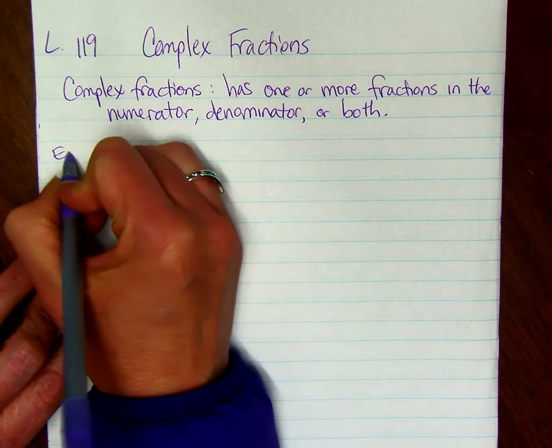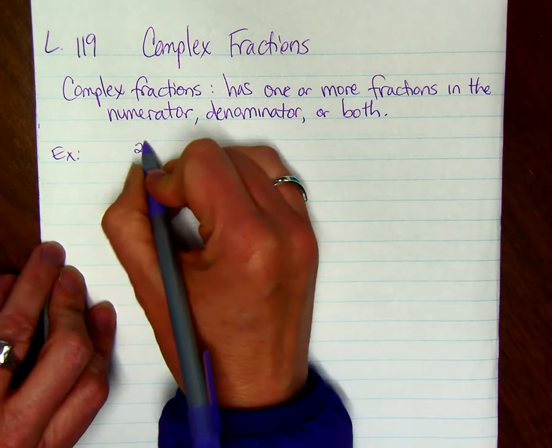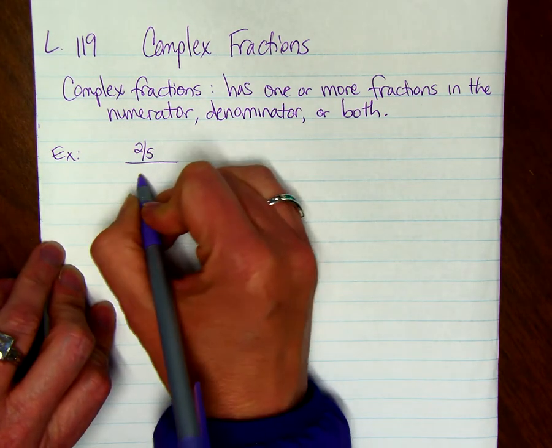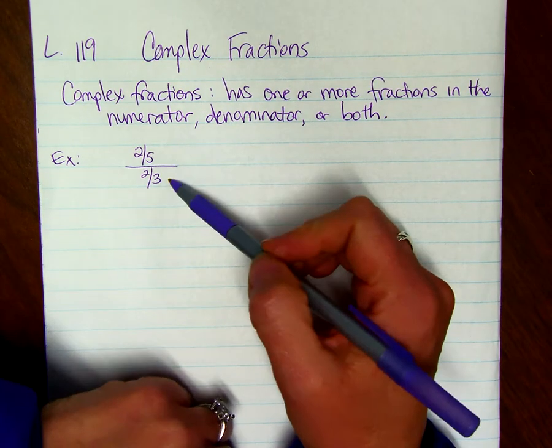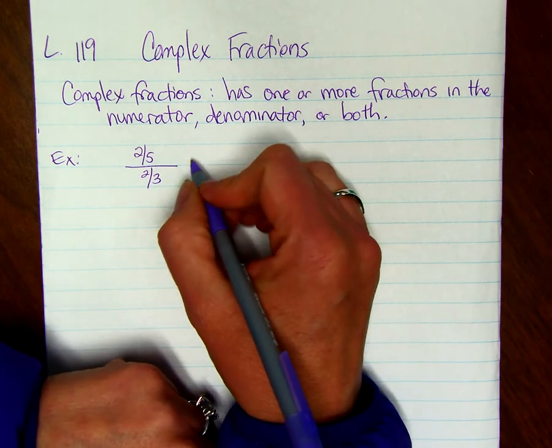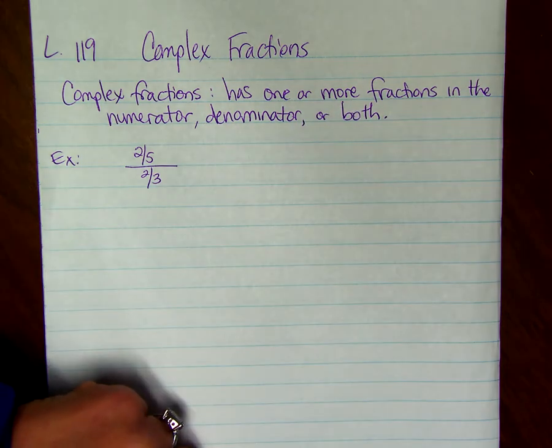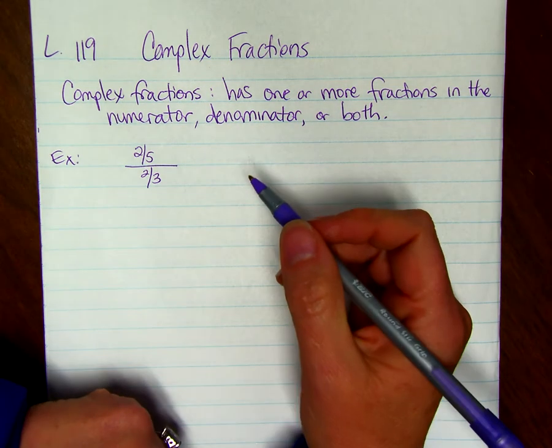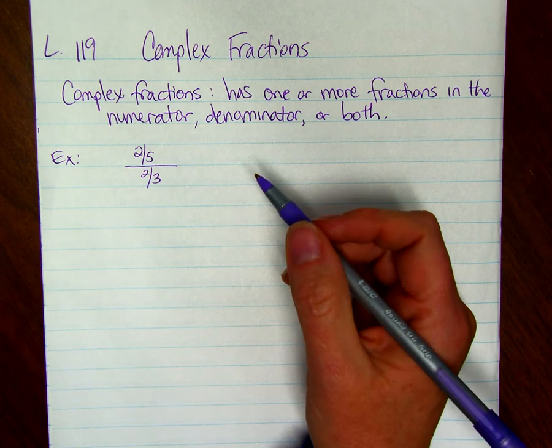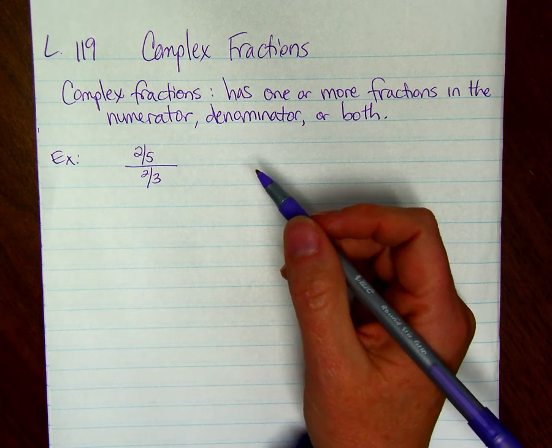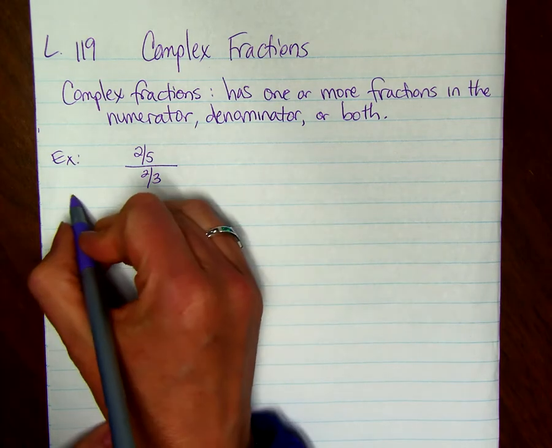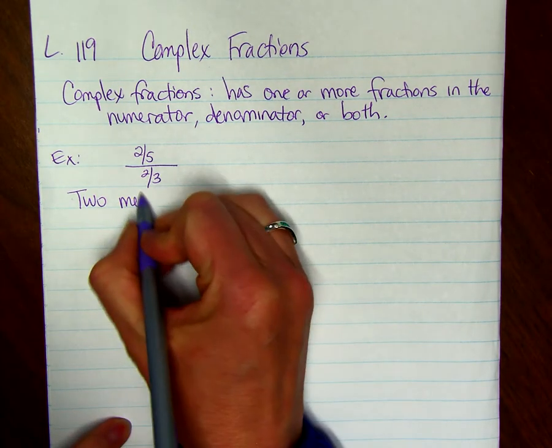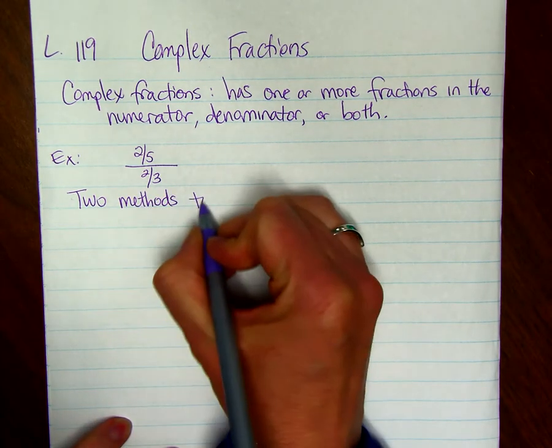So here's an example. We have 2/5 divided by 2/3. This is a complex fraction because there's a fraction in the numerator and in the denominator. There's two methods to solve. I'm going to show you both of them.